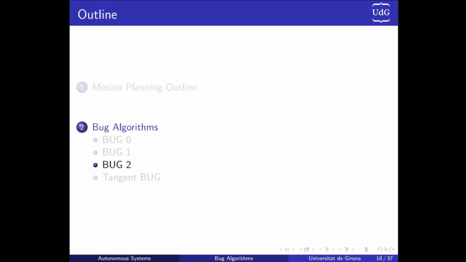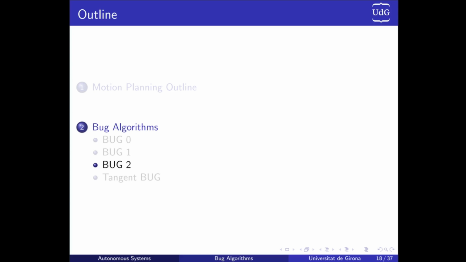Let's continue then. We have seen Bug 0, that is more inspired by the real bug. We have seen Bug 1, that is an improvement of this, that of course is not as close to the real bug behavior. I've never seen a bug doing a full turn around an obstacle before going to it. They are much more clever.